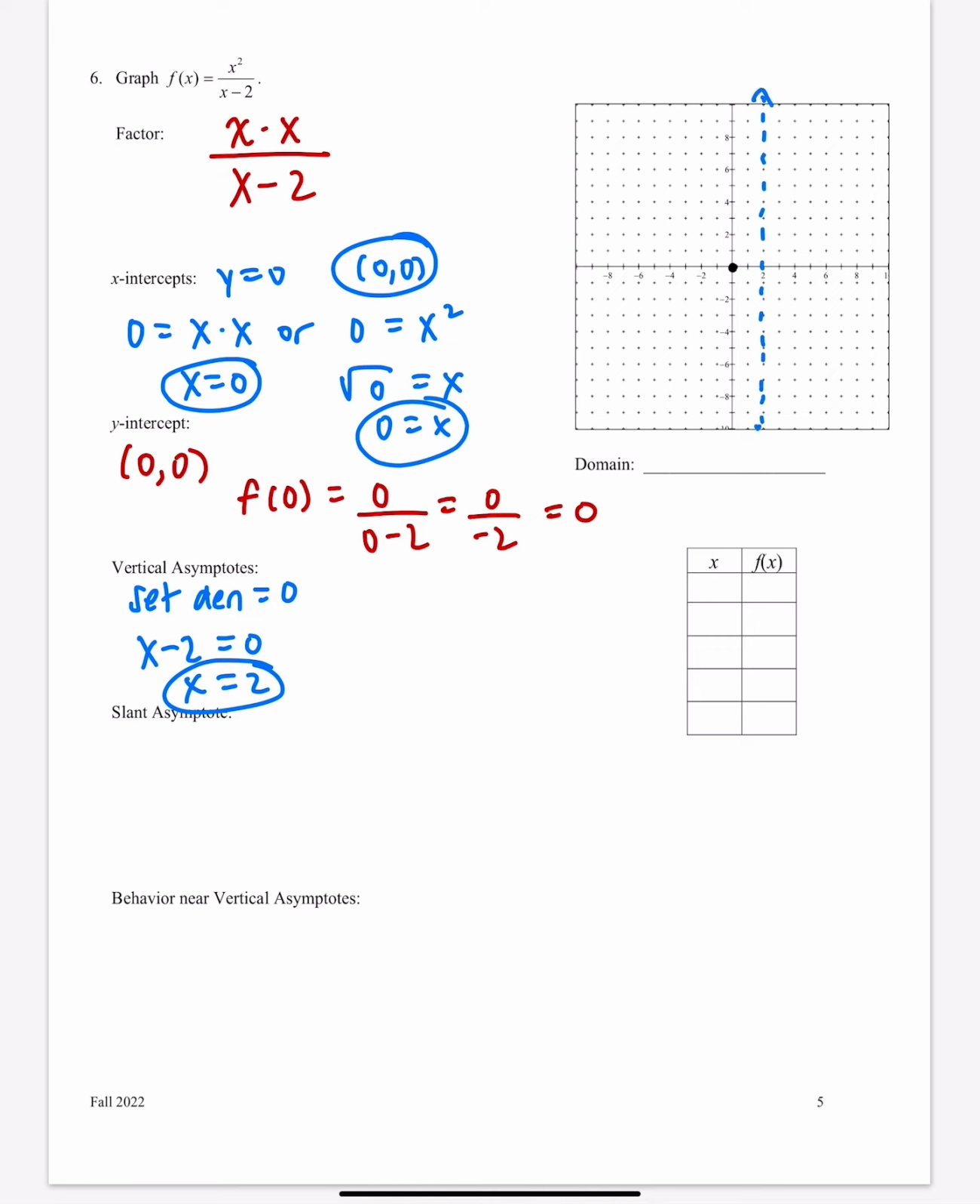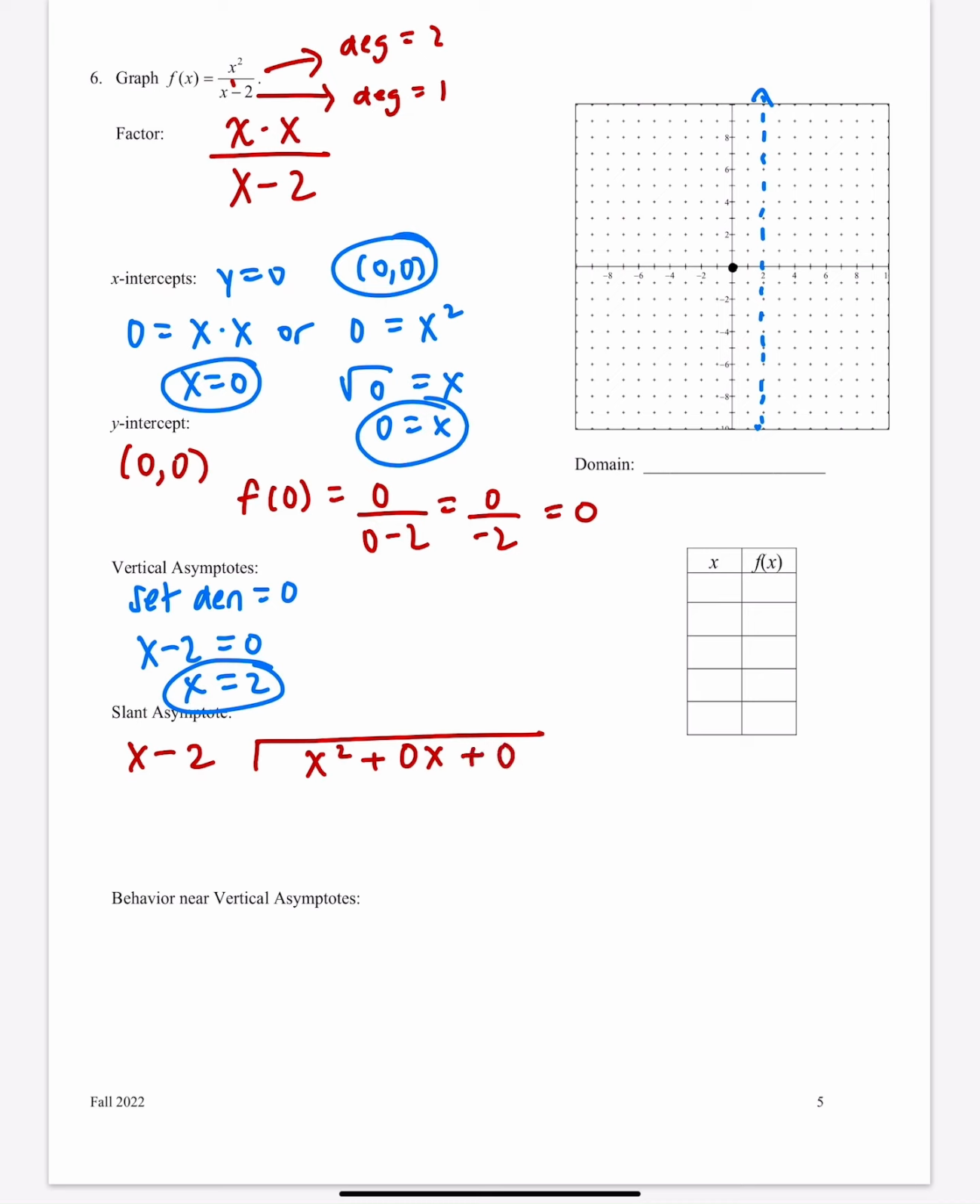Right. To find the slant asymptote, we simply divide. So this right here, right? The degree of the numerator is 2. The degree of our denominator is 1. So we do the long division. So we set it up. x minus 2 goes on the left, and then x squared goes on the right. And I typically put placeholders. So this is plus 0x plus 0.